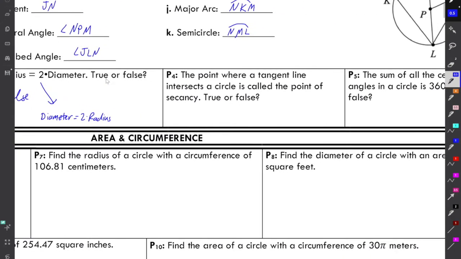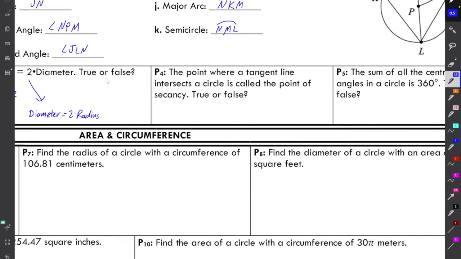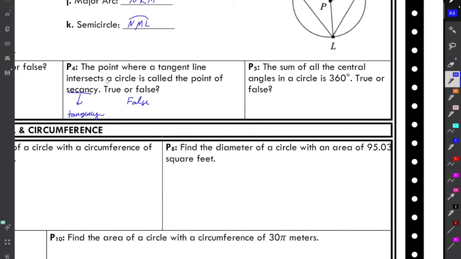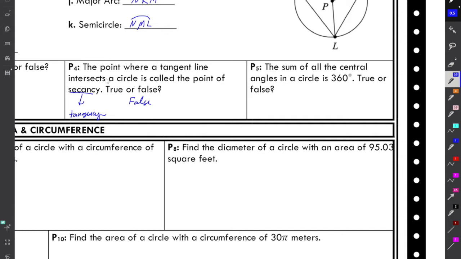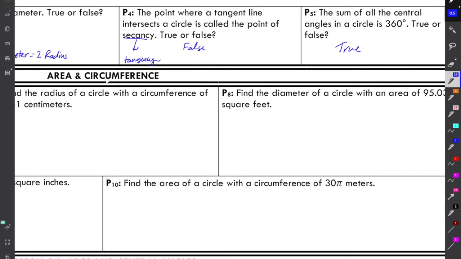Number 4, the point where a tangent line intersects the circle is called the point of secancy. True or false? Again, false. This should be the point of tangency, not secancy. P5, the sum of all central angles in a circle is 360 degrees. True or false? That is true. Just the amount of degrees in a circle is 360. And that's what we have for P1 here.